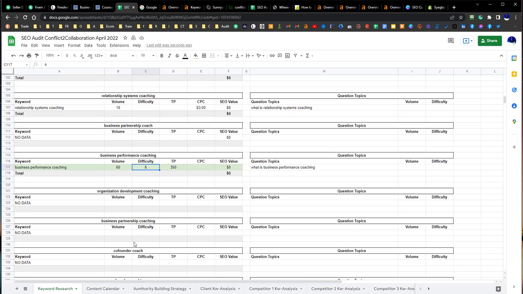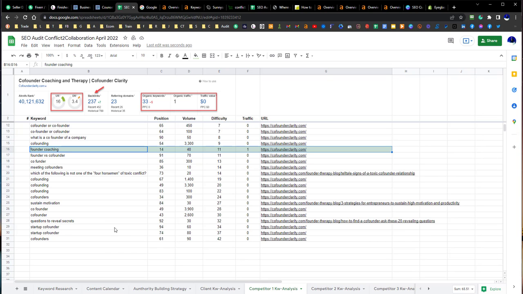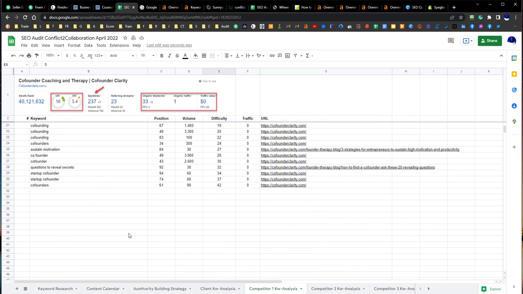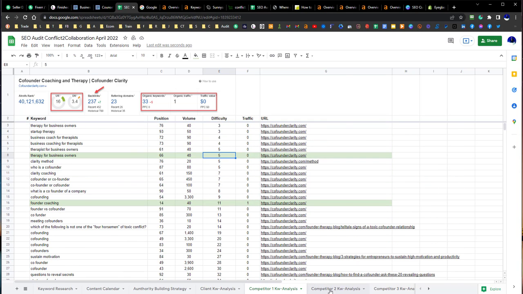What you want to do is, when you identify a keyword, like if we look at some of your competitors, we did find some words that they were using, like founder coaching. This is considered an easy word. You can see 40 people a month search for it. Therapy for business owners, 40 people a month, 5 keyword difficulty, so it's pretty easy. Those are going to be some words you could take away from the competitors.